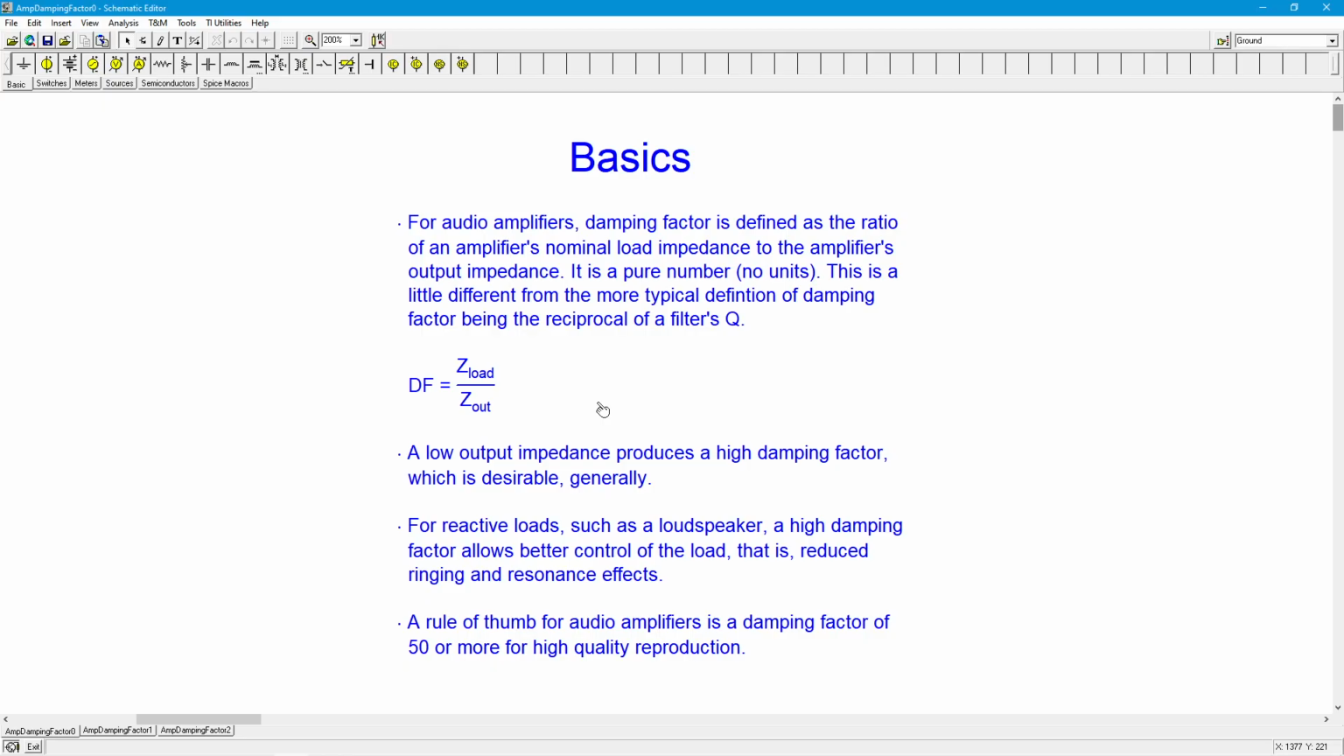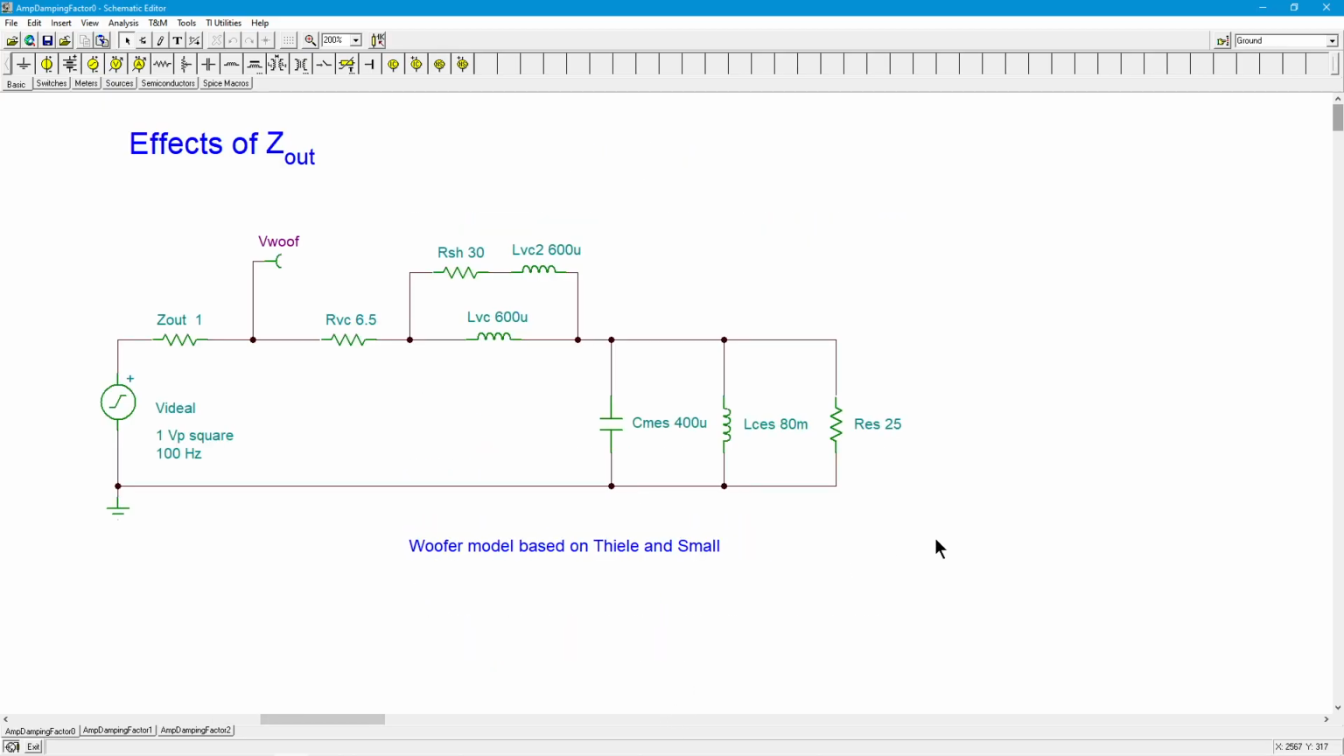So a rule of thumb for high quality performance would be maybe a damping factor of 50 or more. And that's going to turn into maybe a Z out of about 1/10 of an ohm, ballparking it somewhere in that area, as you will see. So let's go boldly forward and look at the effects directly.